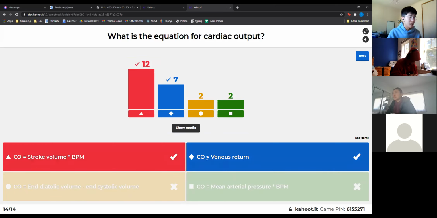And then cardiac output is equal to venous return, because you have to have an equal amount of blood coming into the heart and going out of the heart. Otherwise, you get a backlog of fluid, and that's no good. End diastolic volume minus end systolic volume is stroke volume. And then green I just made up. That doesn't equal anything.